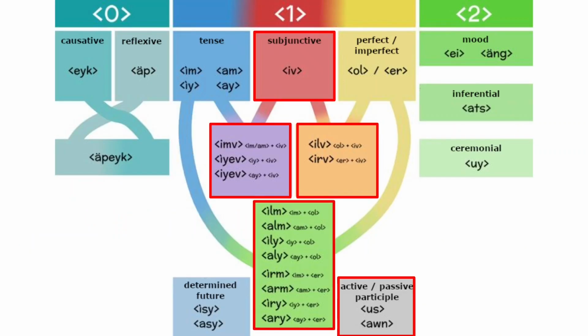So here you see again the overview of all the infixes. In the first infix video you learned about the tense and the perfect and imperfect, and you also learned about the determined future. So those 3 boxes are already done, and today we will learn about all the others of position 1, so in the middle. It looks like a lot, I know, but most of them are really just combination infixes. So once we learn the subjunctive, you will know the rest of these combinations already. So actually it's not so much.